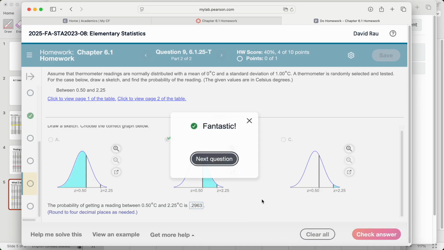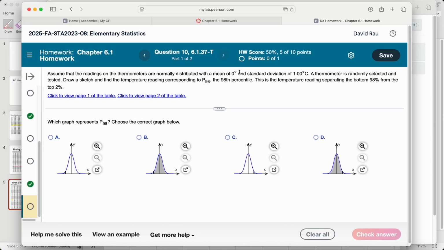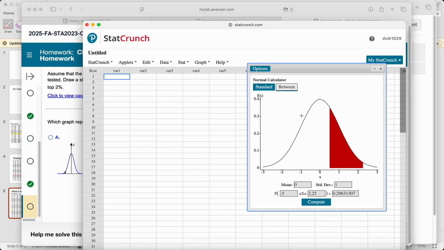0.2963. And we're good to go. So it really is as easy as that. You can just get away with using what we call the normal calculator. You can either find area in between or other things.